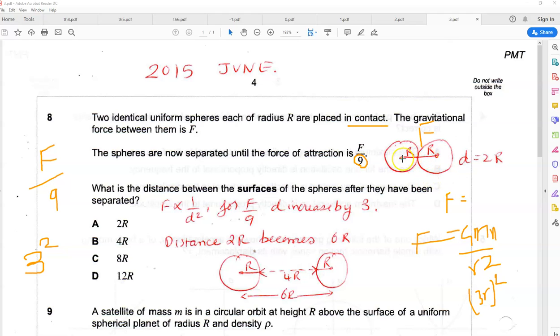Before, the center distance was 2r, now they've gone 3 times apart, so that will be 6r. So what I've written here is that force is inversely proportional to d squared. For having F by 9, you must get d increasing by 3. So the distance between the centers, which was 2r, now will become 6r. Now when you draw these two spheres with the distance of 6r from center to center, if you take away the radius r and r here, the surface distance is 4r. So this is the one.